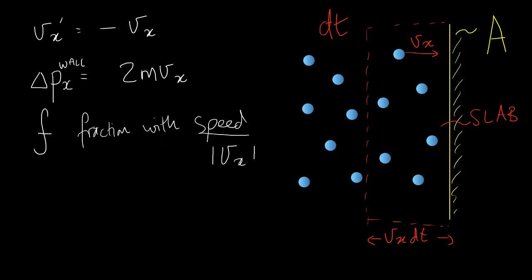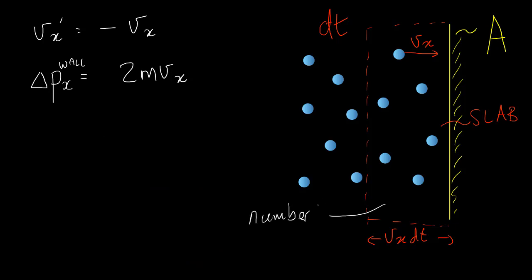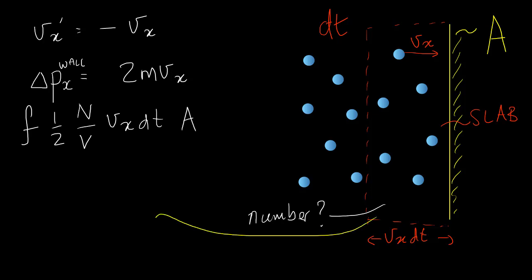Let f be the fraction of particles with speed Vx, which includes such particles moving to the right and to the left. The gas as a whole has zero average velocity, and we assume that velocities are distributed symmetrically amongst particles, so there are as many particles moving to the left as to the right, and hence a fraction half f of all particles move to the right. Therefore, the number of particles in the slab is this fraction times the number density times the volume, so f times a half times n over V times Vx dt times A.